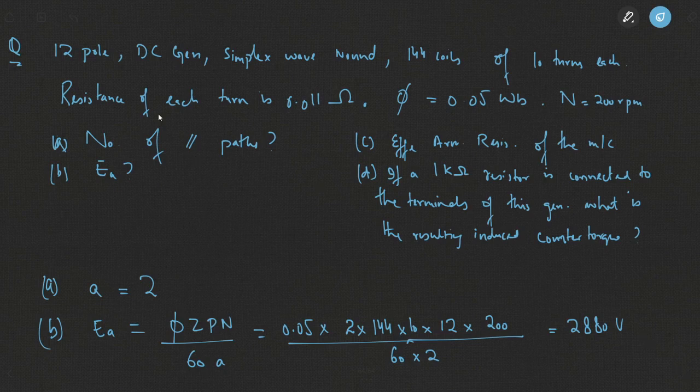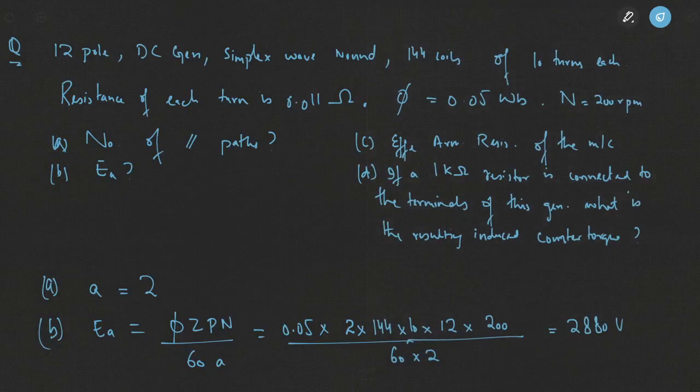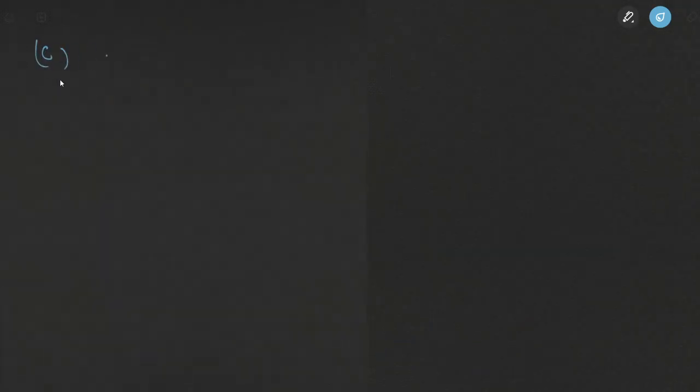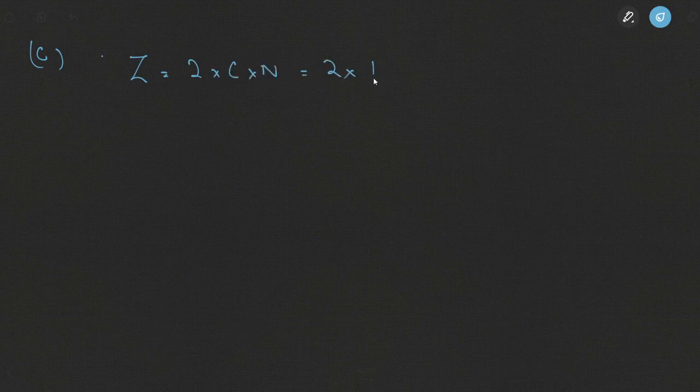C is important here. Now we have to find out the total effective armature resistance of this machine. What we have been given is the resistance of each turn, 0.011 ohms. Number of conductors is written by Z. Z is equal to 2CN. 2 into C, which was given to us as 144, into N, that's 10. So that means 2880 conductors. Fine. So these are the total number of conductors.